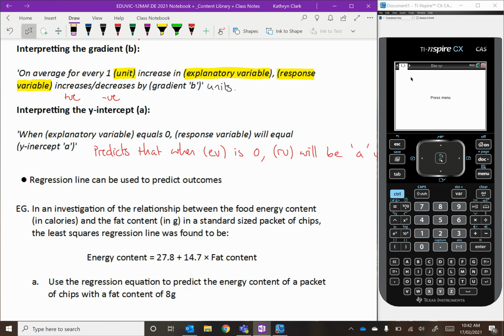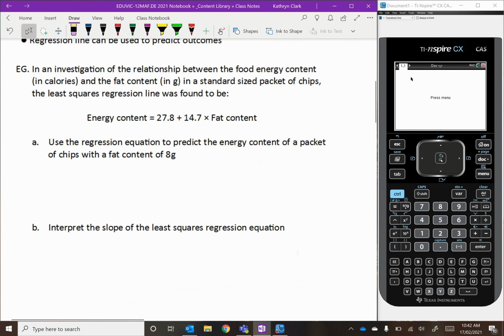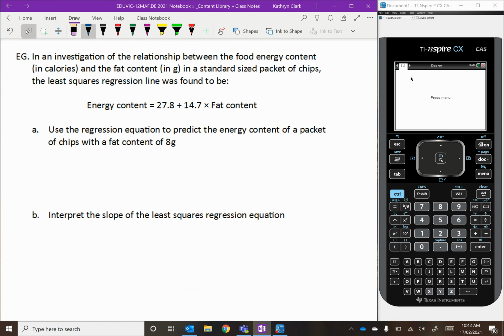And then our regression line can then be used to make predictions. So we've done a couple of these already, just where we've had to do some substitutions. So in these, our least squares regression line connects one variable to the other. So if we know one variable, we can use the least squares regression line to predict the outcome of another.